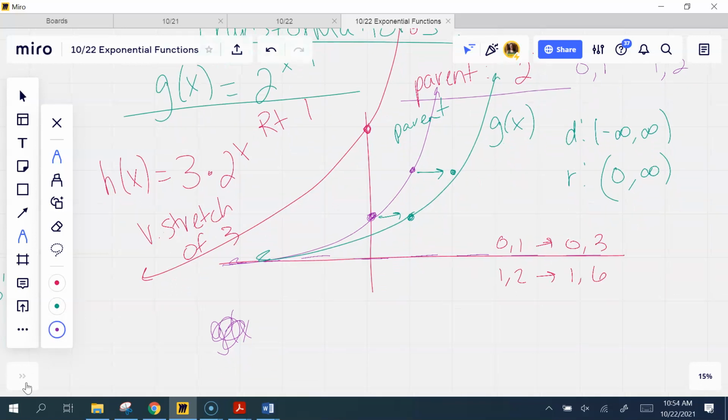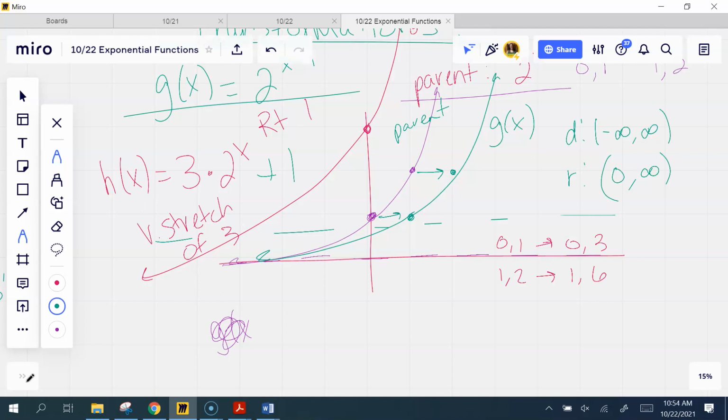Okay, so to move it up or down, you tell me, Adam, how do you think you'd move it up or down? You'd add it to the whole thing. If I took this equation for h of x and I said plus 1, that would shift everybody up 1. So now my asymptote is at 1 instead of 0. Everybody good?